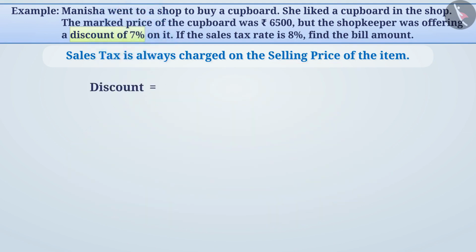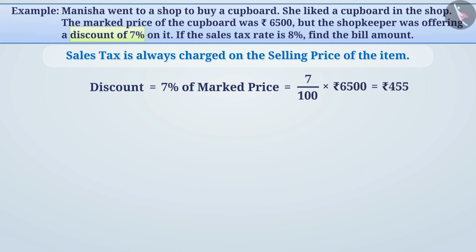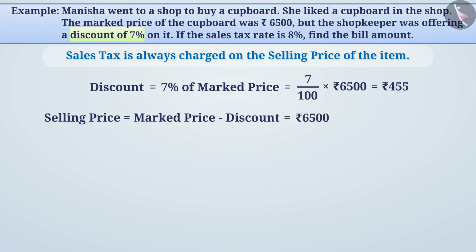Discount is equal to 7% of marked price, which is 7 divided by 100 multiplied by 6,500 rupees, equal to 455 rupees. In this way, the selling price is equal to marked price minus discount, which is 6,500 rupees minus 455 rupees, equal to 6,045 rupees.